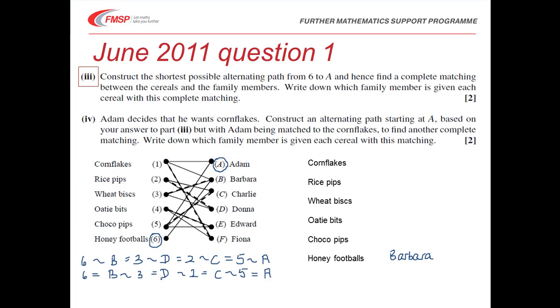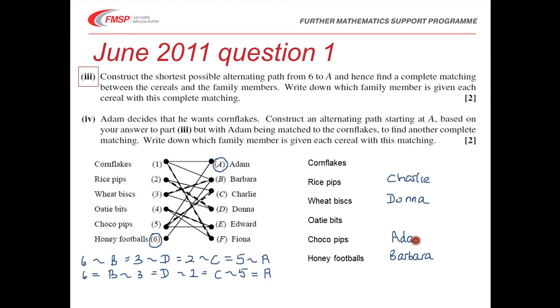D, Donna, is going to have number 3, which is the wheat bisques, and that C, Charlie, is going to have 2, which is rice pips. And the last one we've got is A, which is Adam, and Adam is going to have 5, which is choco pips. So Adam is here.